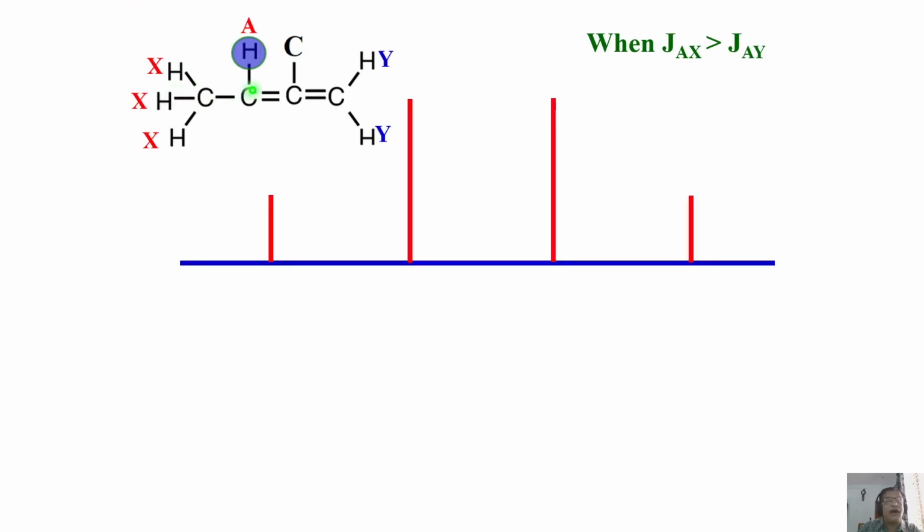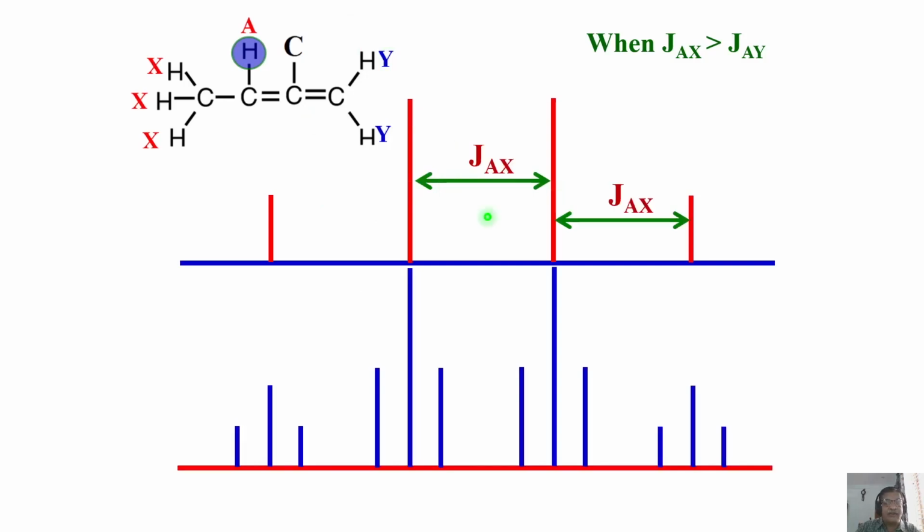On the other hand, I'll reverse the situation. Now, this coupling is larger. Let us say JAX coupling is larger than JAY. What happens? This proton is split by CH3 with the larger coupling into a quartet. These are equivalent protons, 2nI plus 1 rule. This will become a quartet. Now, each line of this quartet will be split into a triplet because of this. The larger separation gives you JAX, each will be a triplet, and the smaller separation gives you JAY coupling.